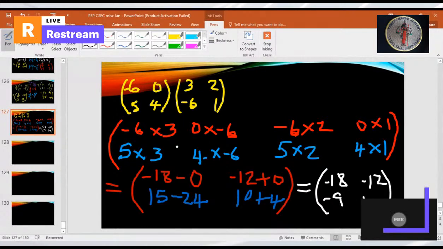Negative 6 times 3 is negative 18. 0 times negative 6 is 0. Negative 6 times 2 is negative 12. 0 times 1 is 0. 5 times 3 is 15. 4 times negative 6 is negative 24. 5 times 2 is 10. 4 times 1 is 4. And then we contract it further. We have more operations to work. Negative 18 minus 0 is negative 18. Negative 12 plus 0 is negative 12. 15 minus 24 is negative 9. 10 plus 4 is 14.